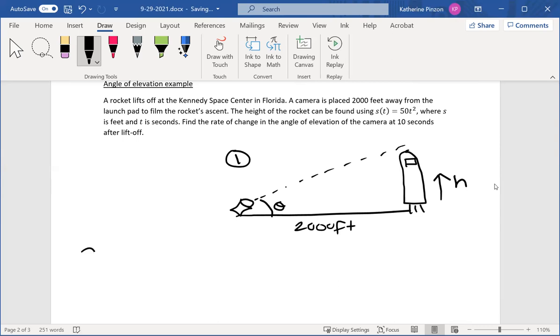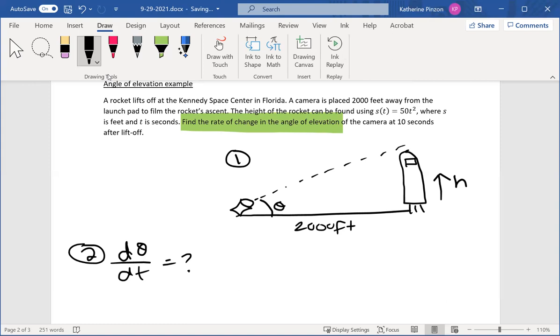Number 1, draw a picture. Number 2, what's step 2? Write down what you know and what you need to find, right? Okay, so what are we trying to find? The rate of change of the angle of elevation. So we're trying to find d theta dt. That's my question. We're trying to find d theta dt.